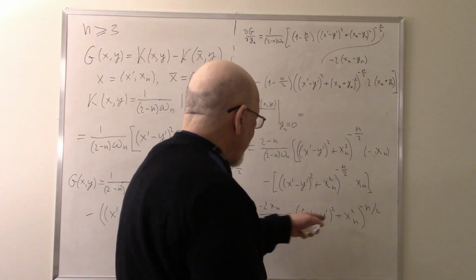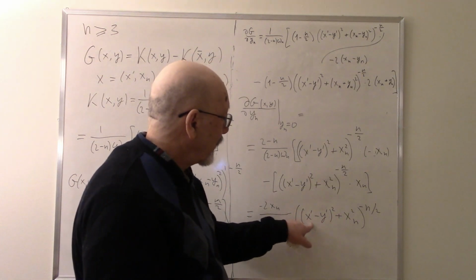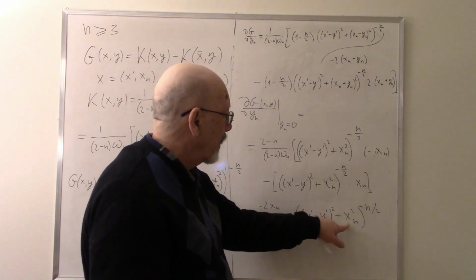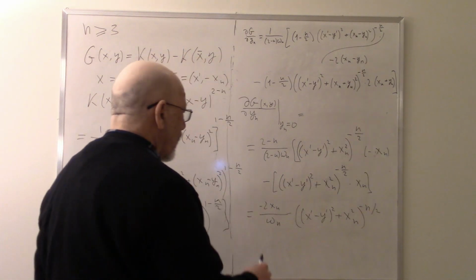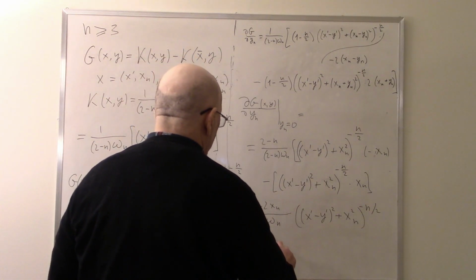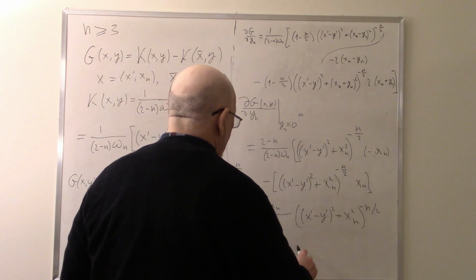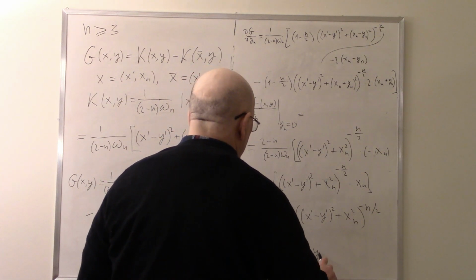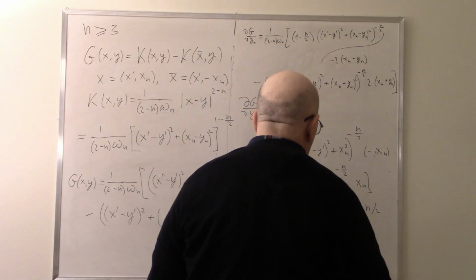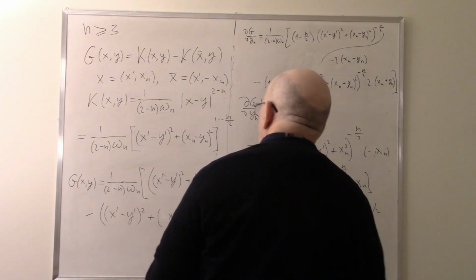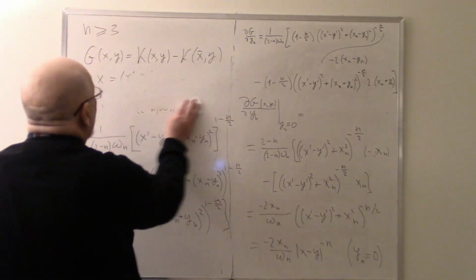But now let us see that it is simply x minus y if y is on the boundary. So it is the square of the distance to the power minus n over 2, equals minus 2xn over omega n, modulus x minus y to the power n. Here yn equals 0. Don't forget about this.